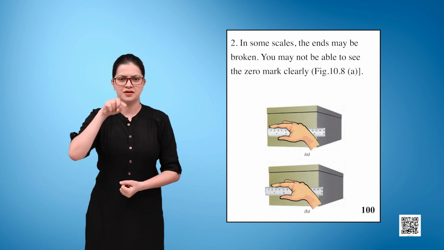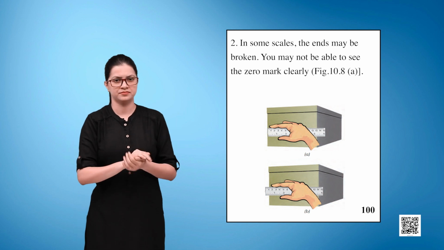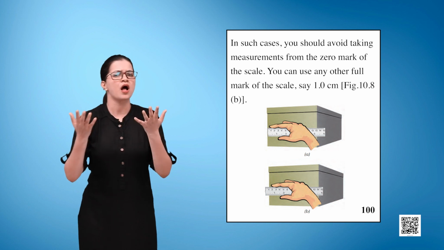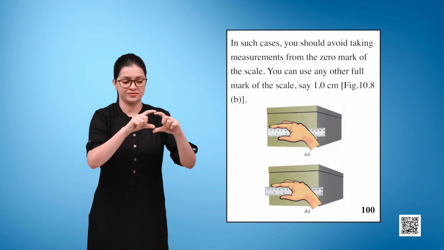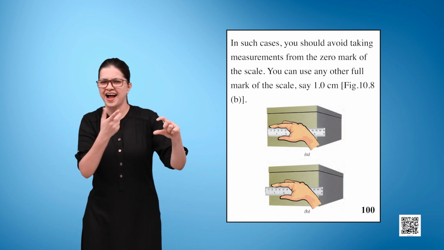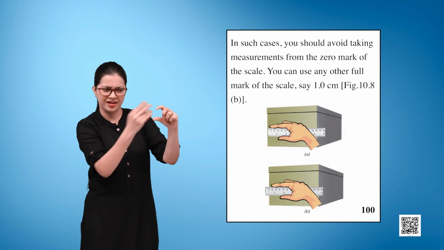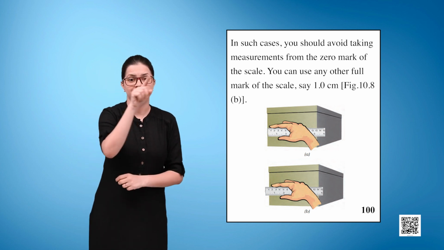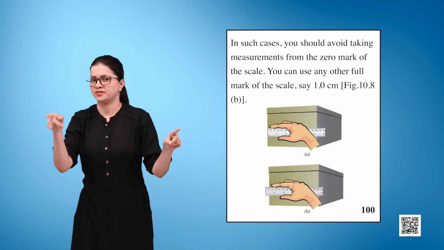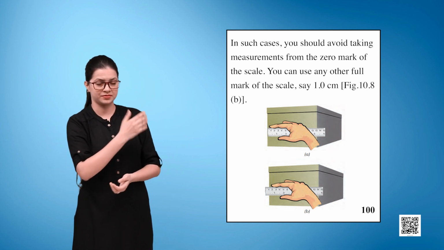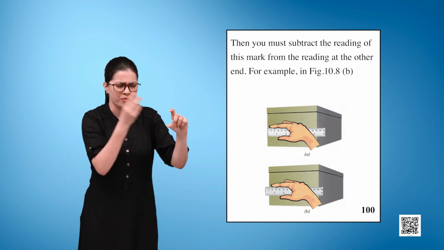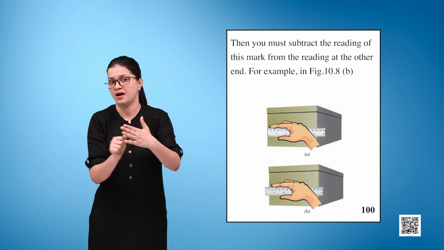Figure 10.8a. In such cases, you should avoid taking measurements from the zero mark of the scale. You can use any other full mark of the scale, say 1.0 cm. Figure 10.8b. Then you must subtract the reading of this mark from the reading at the other end.